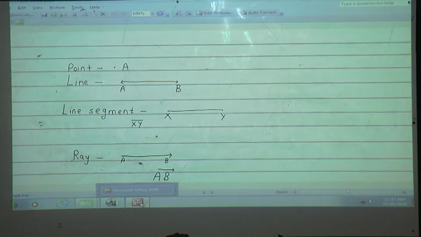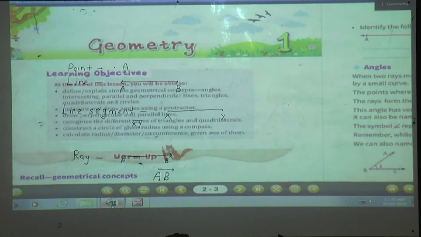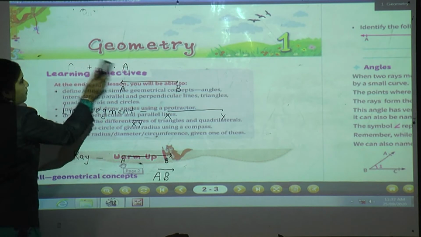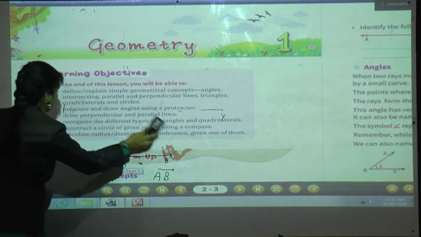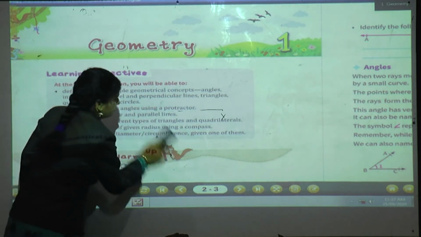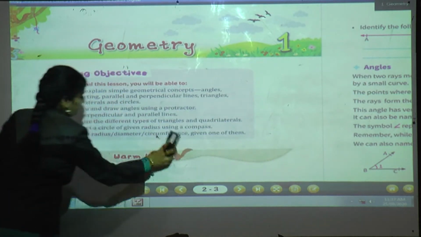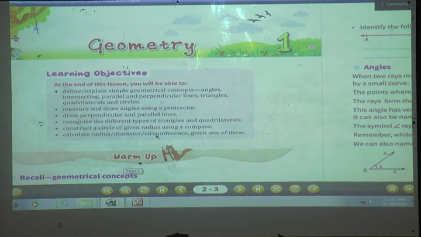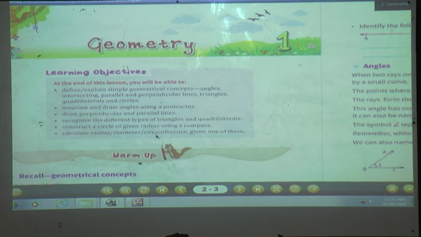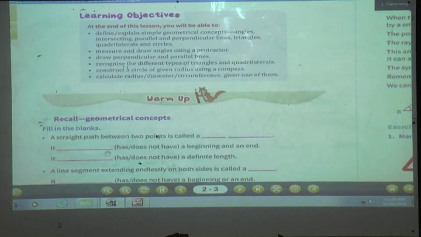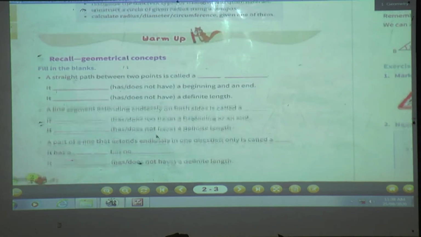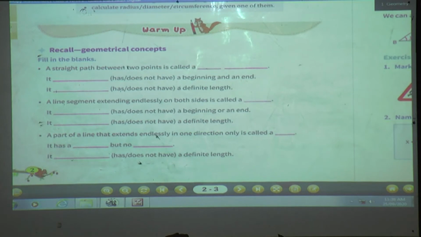So I just want to check your previous knowledge. We will take one recall. See students, open your book, page number 2. See, here are some fill in the blanks. I just want to check your previous knowledge. So give me the answer.